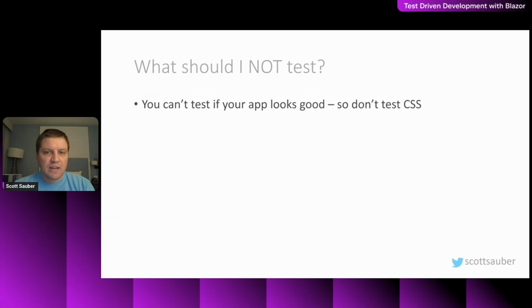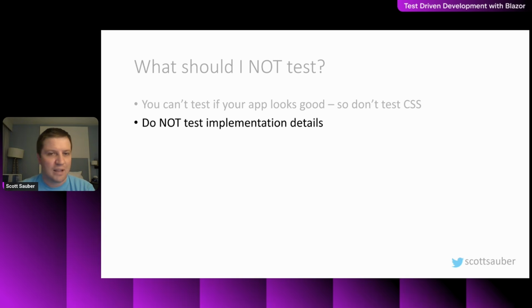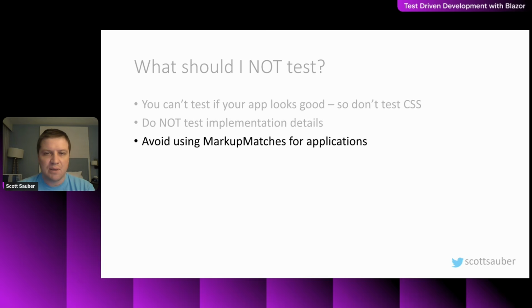Okay, so what should I not test? I mentioned earlier, don't test CSS because CSS's intention is to make your app look good, and you can't test to make sure your app looks good. You just have to look at it. Maybe in the future, AI can do some analysis to make sure it looks good, but for now, it's not really a mainstream thing. Try not to test implementation details, as I mentioned.